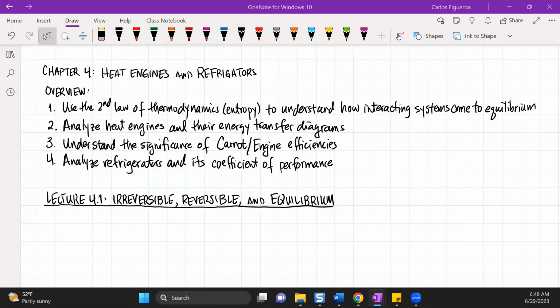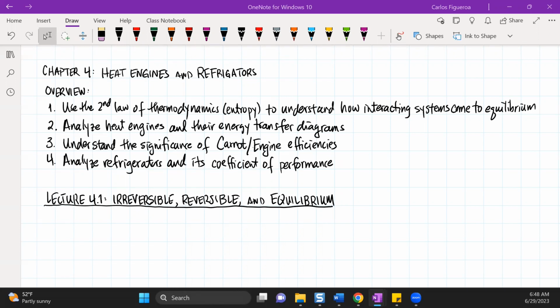Chapter 4, Heat Engines and Refrigerators. Here's the overview of the chapter. 1, we want to use the second law of thermodynamics, which is about entropy, to understand how interacting systems come to thermal equilibrium.